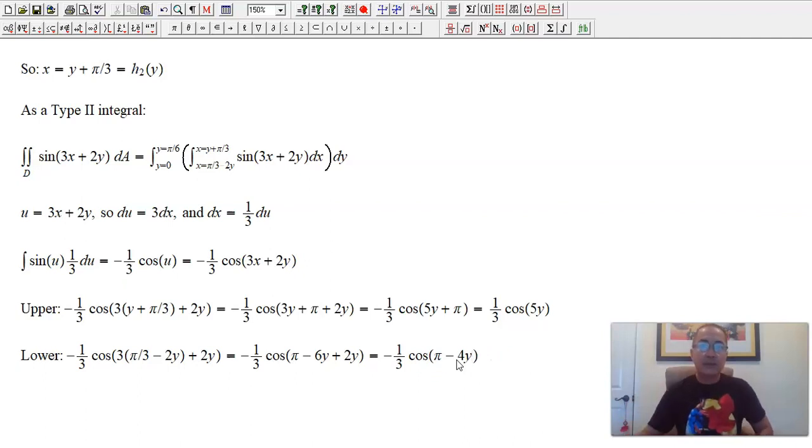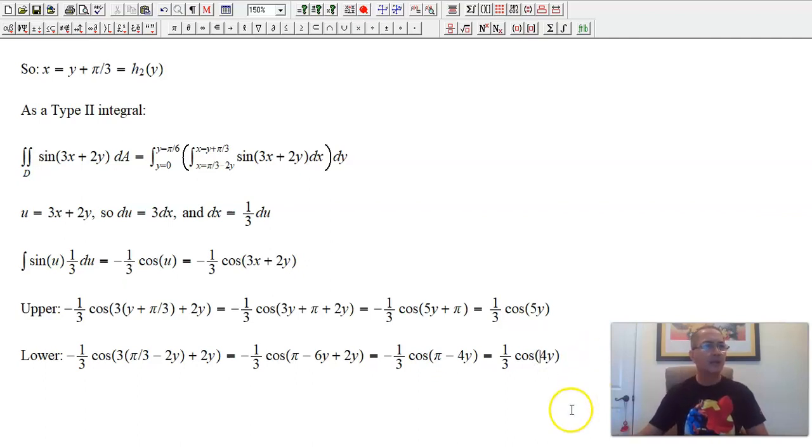Okay, cool. So shall we play the same game? Cosine pi minus 4y is cosine pi cosine 4y. So cosine pi, that is our -1. And then that minus turns into a plus. Plus sine pi sine 4y, but it doesn't matter because sine of pi is 0. So we have -1 cosine of 4y. And so the -1/3 becomes positive 1/3. So 1/3 cosine of 4y.